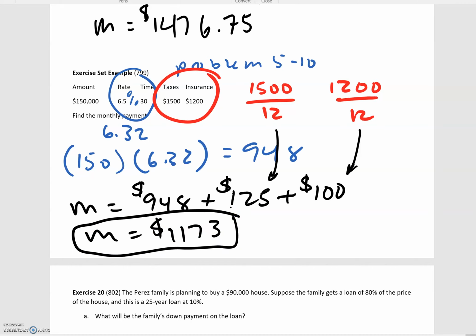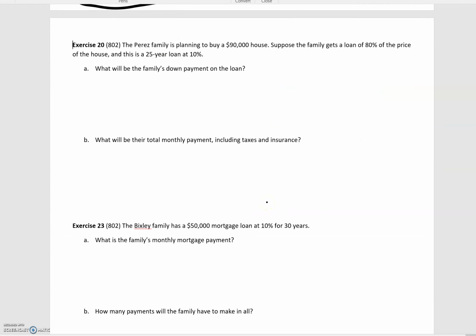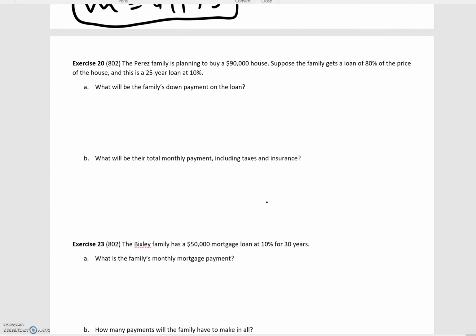All right, so let's take a look at these next two examples, and hopefully this sets you up for your assignments. The Perez family is planning to buy a $90,000 house. Suppose the family gets a loan of 80% of the price of the house, and this is a 25-year loan at 10%. What will the family's down payment be on the loan?